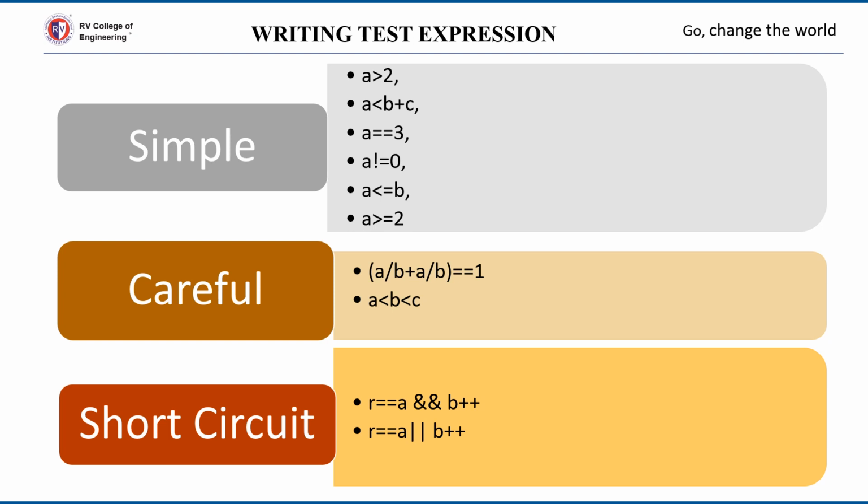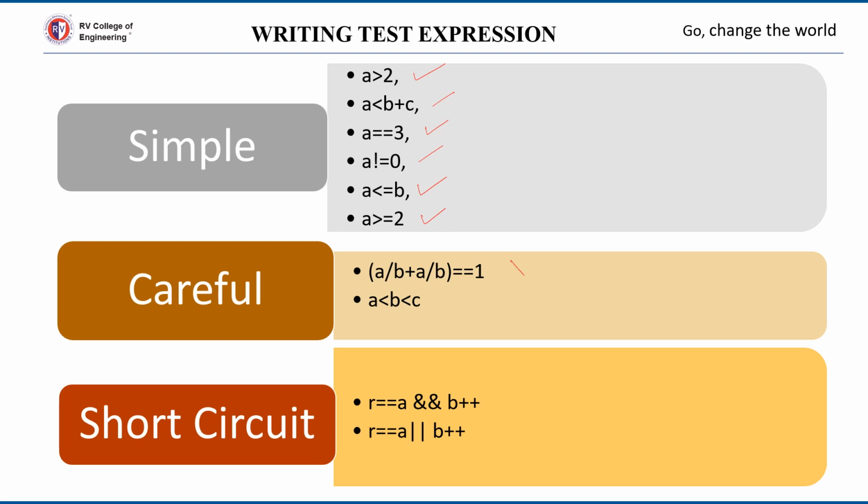Let us take a few examples of expressions. A is greater than 2 is an expression. A is less than B plus C is an expression. A is equal to 3 is a test expression. A is not equal to 0 is an expression. A is less than or equal to B is an expression. A is greater than or equal to 2 is again an expression.